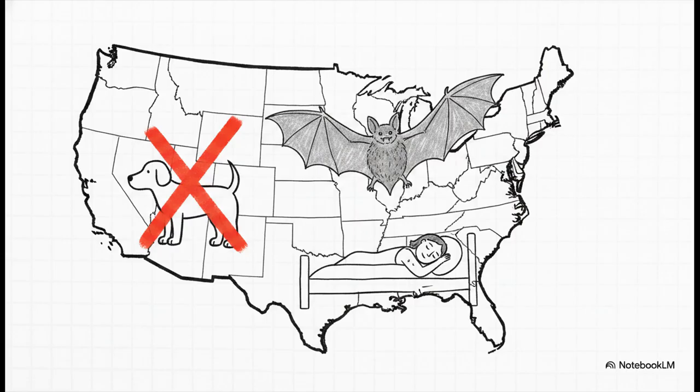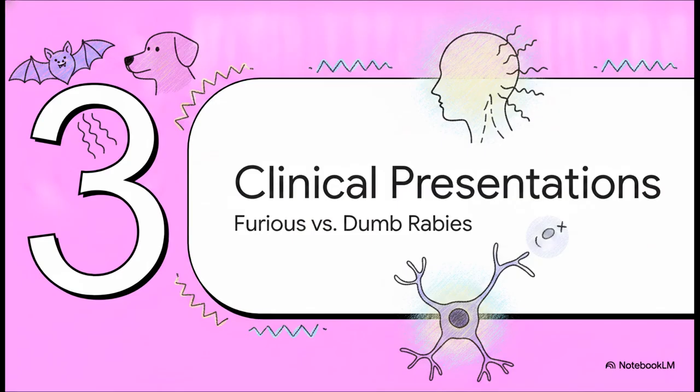And the truly sinister part about bat transmission is that their teeth are incredibly tiny. A bite wound can easily go completely unrecognized. A patient could literally wake up with a bat in their room, shoo it out, and never even realize they were bitten.